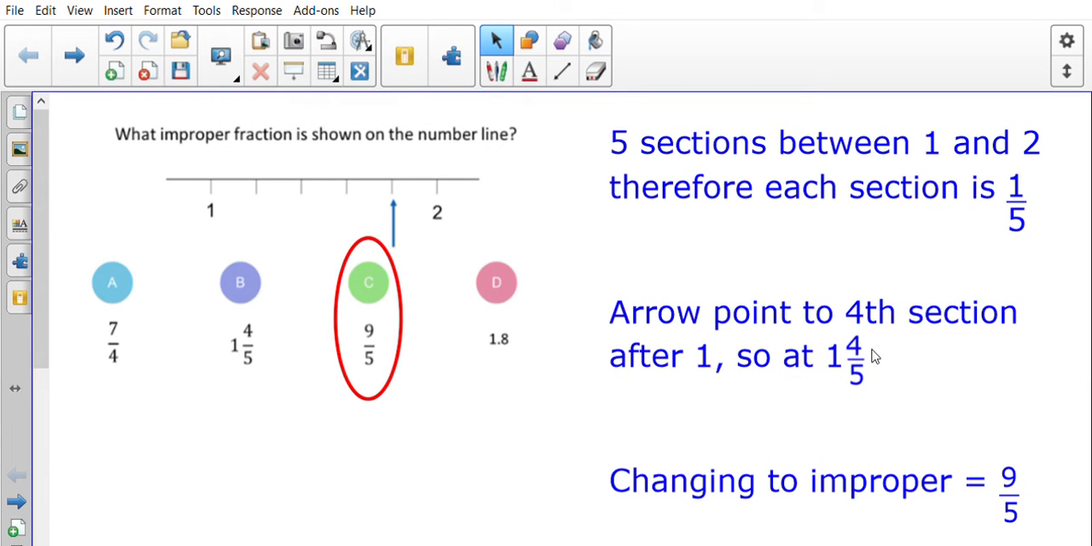But reading the question, it's asked us what improper fraction is shown on the number line. So changing 1 4/5 to an improper fraction, remember if you do 1 times 5, you'll get 5, adding 4 will give me my 9/5. Okay, so the arrow is pointing to 9/5.